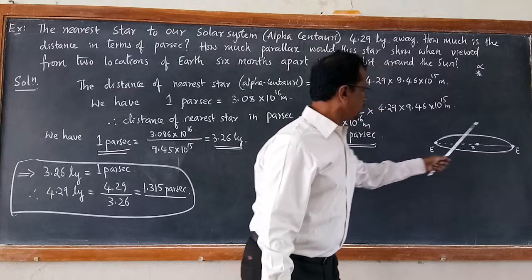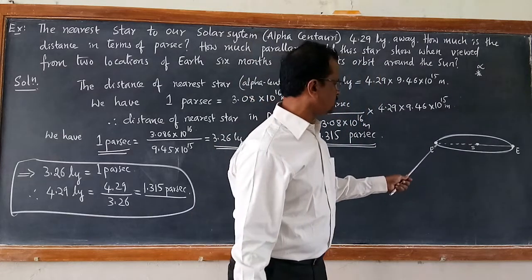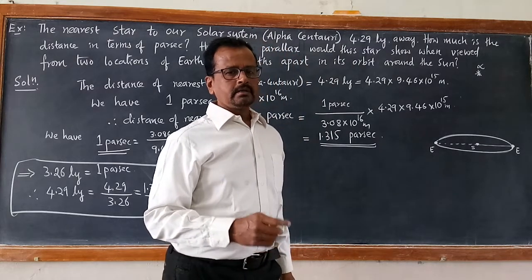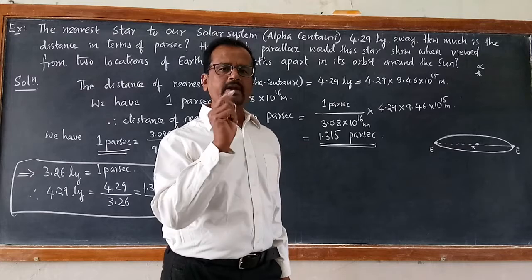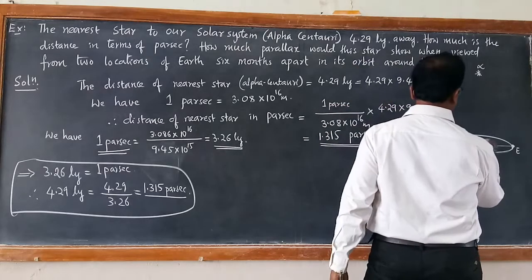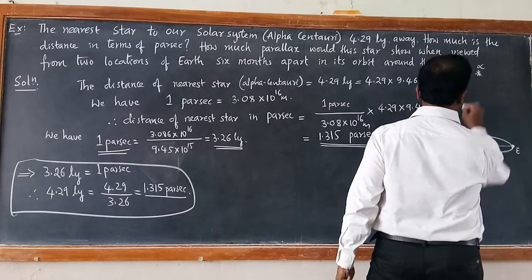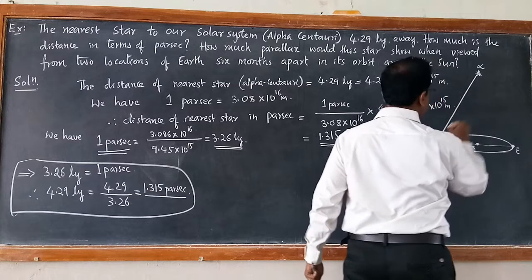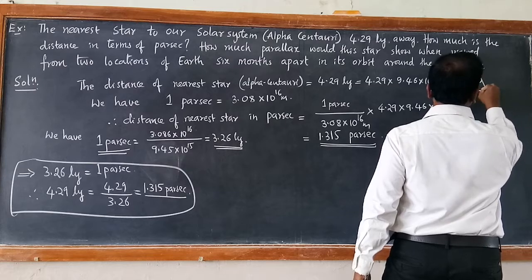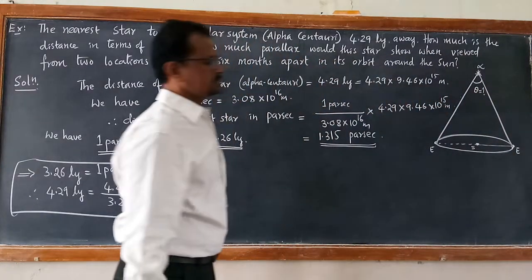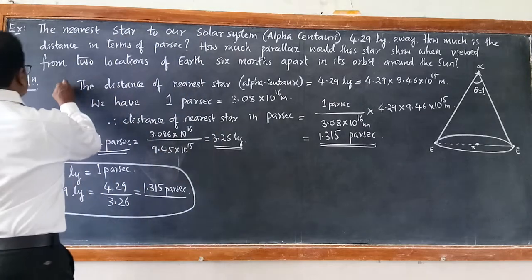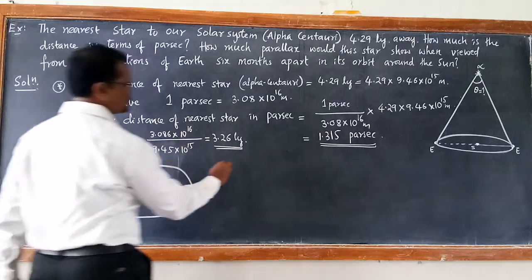The displacement of Earth in 6 months is equal to the diameter of the Earth's orbit around the Sun. The radius of Earth's orbit around the Sun is 1 astronomical unit, so the diameter becomes 2 astronomical units. Now you are asked to find out what this angle is. That is the second question. This is the first part. Now I am solving the second part.